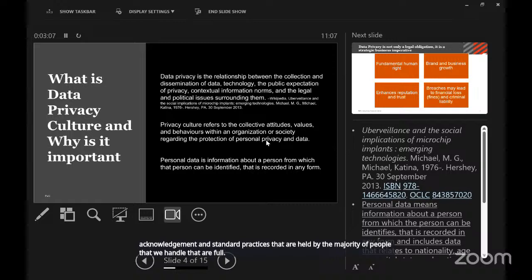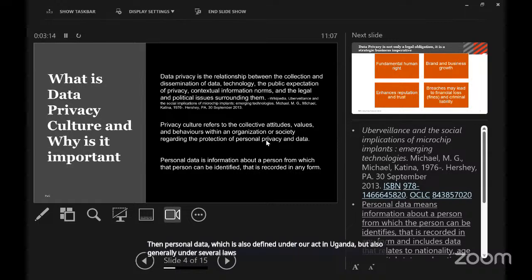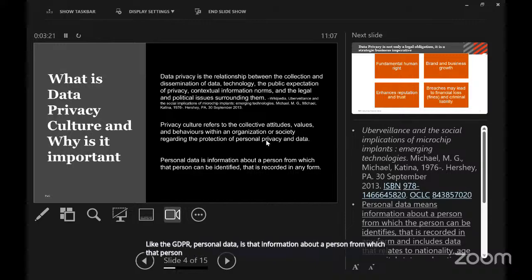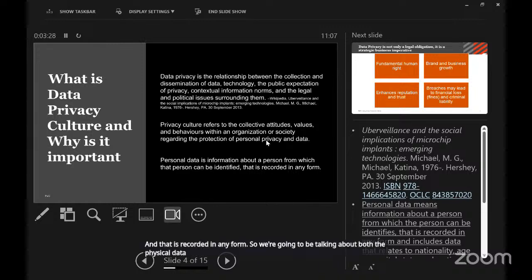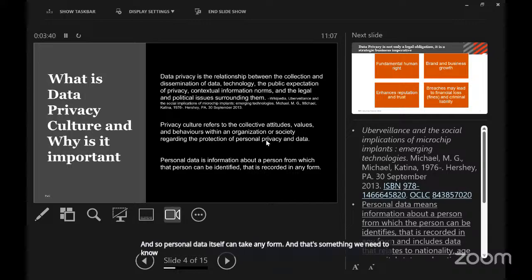Then personal data, which is also defined under our acts in Uganda, but also generally under several laws that apply to Uganda, like the GDPR. Personal data is that information about a person from which that person can be identified and that is recorded in any form. So we're going to be talking about both the physical data, the electronic data, as well as the new forms of data that we have seen evolving in the technology era. And so data, personal data itself can take any form. And that's something we need to know as we go along.